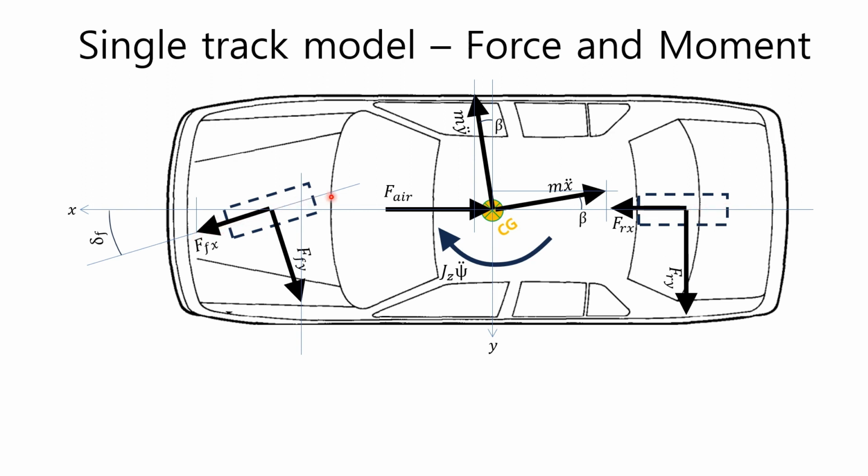The force acting on the center of gravity includes forces due to lateral acceleration and longitudinal acceleration, and a force due to air resistance. It is assumed that air resistance acts only in the longitudinal direction of the vehicle and that the overall resultant force passes through the center of gravity. Also, during turning, a mass moment of inertia Jz psi double dot acts on the center of gravity. With these forces and moments, three equilibrium equations can be established for the longitudinal force, lateral force, and yaw axis moment.